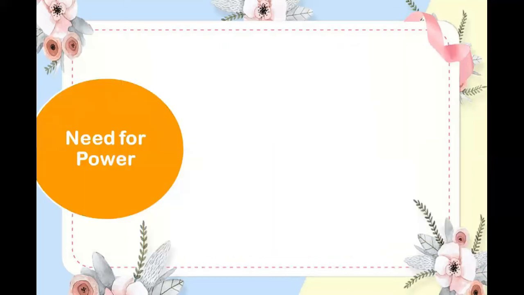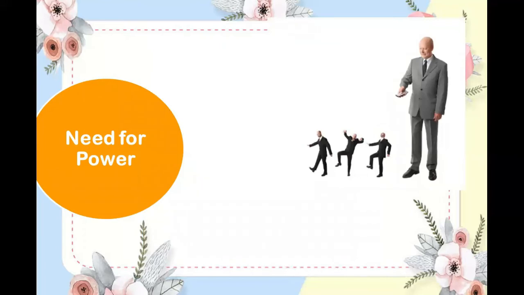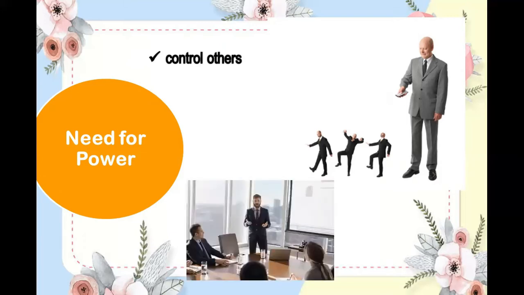The third need is the need for power. People who have a high need for power tend to control others and make others do what they want to do. They have the ability to influence others. People believe that those who have a higher need for power tend to be leaders.